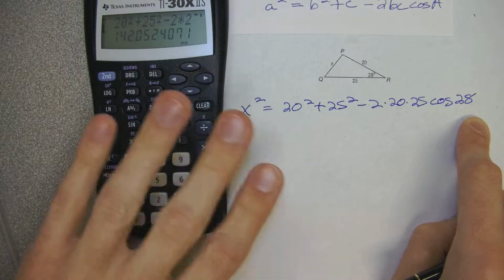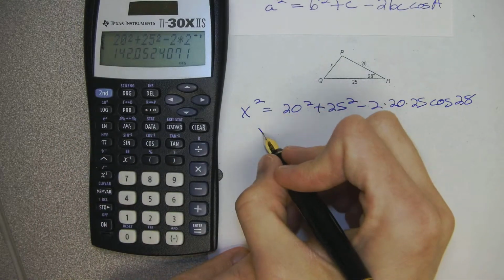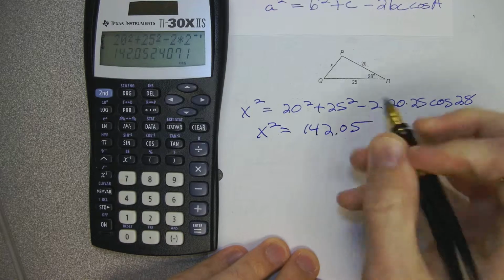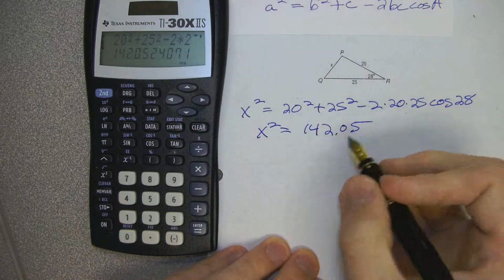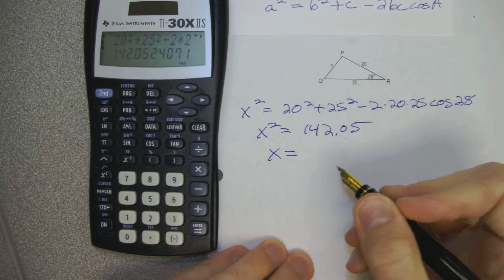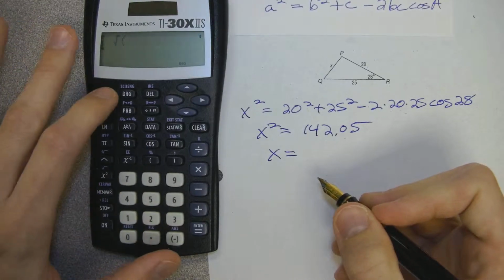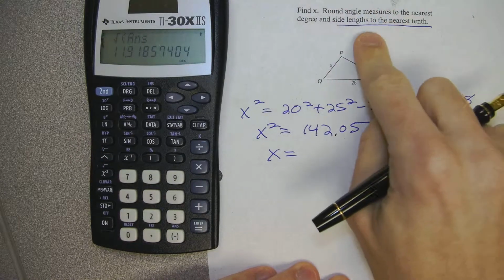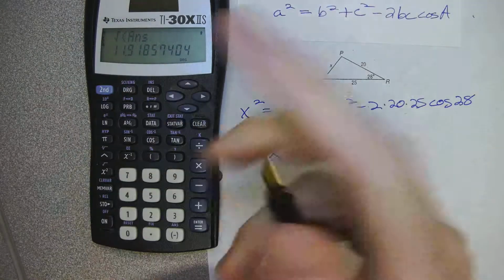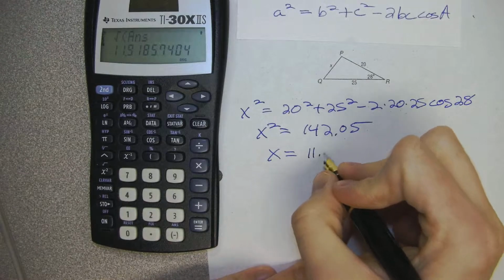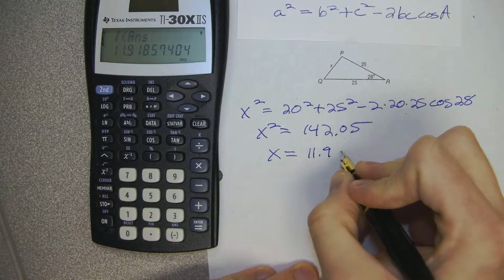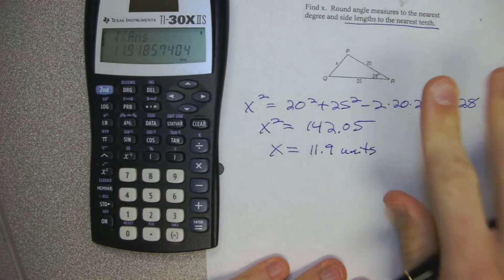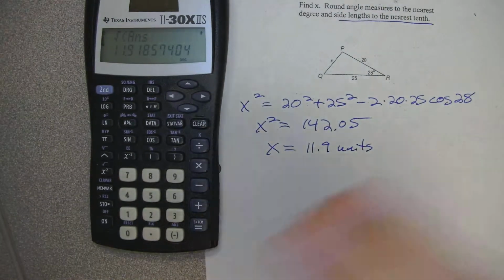Where are we at? x squared equals 142.05. And again, I'm not going to write it all out because the calculator will store it. We'll take our square root now, so second square root immediately, second our answer, and it'll plug it in for us. What are we finding? A side length, so the nearest tenth, there it is. So we're looking at roughly 11.9 units.